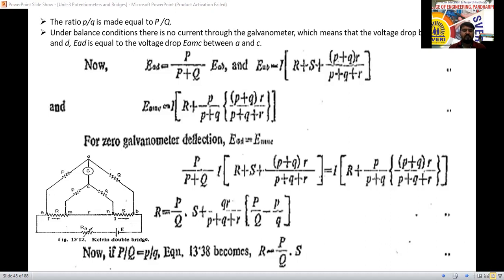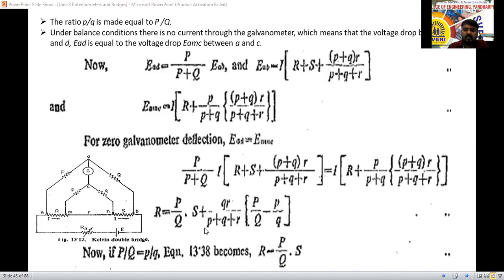So in the previous class, we discussed the final derivation. If the outer ratio P by Q is not equal to the inner ratio, then we get the complete formula. If the outer ratio, capital P by Q, equals small p by q, then this term becomes 0, since 0 multiplied by anything is 0. On that condition, we get R equal to P by Q.